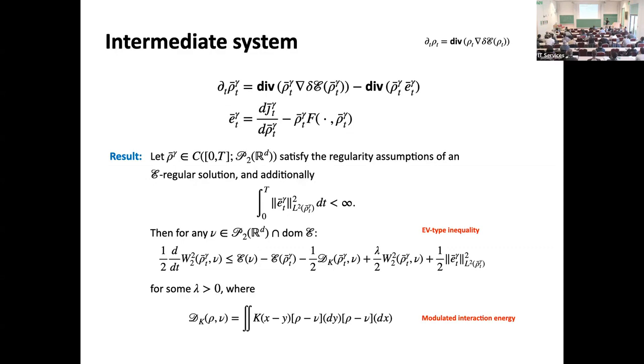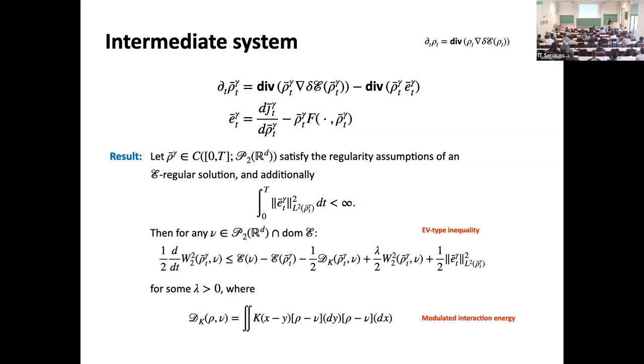This comes from the energy. So let me write down the energy again. The energy is the integral of rho log rho dx plus half the integral of phi star rho, dx, rho dx. Okay, so this is the energy, and the modulated energy comes from this guy. So there's a quadratic term appearing. There is a rho, and there is also an additional rho due to this term. When you do this calculus, you end up with a modulated interaction energy.